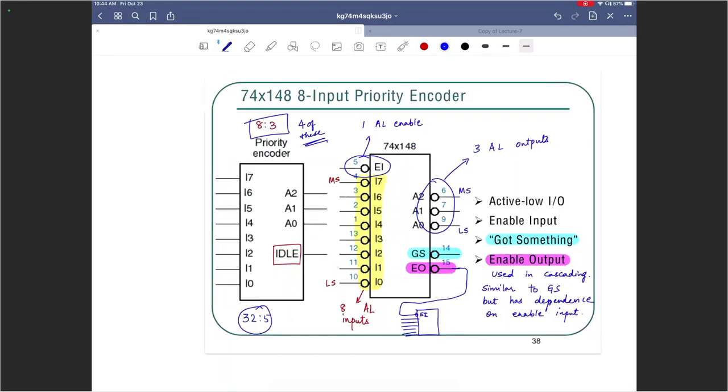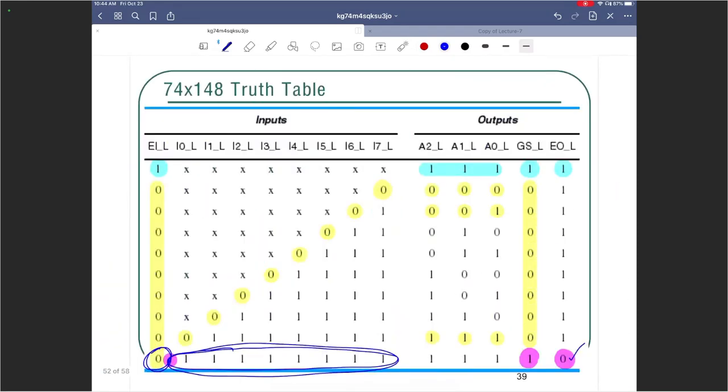All right, let's go back here. Now another difference, between enable output and got something, the difference is the enable signal, right? So when the chip is disabled, got something is off and enable output is also off. But when the chip is enabled and you don't get anything, got something is inactive, but EO, the enable output, is active. So that's the difference there. Questions about this?